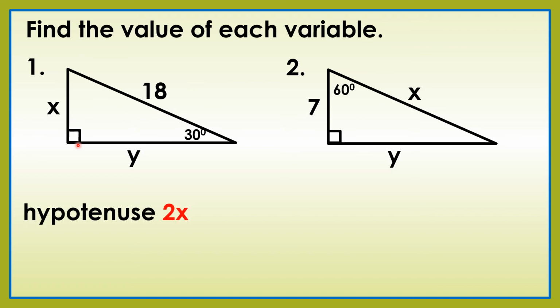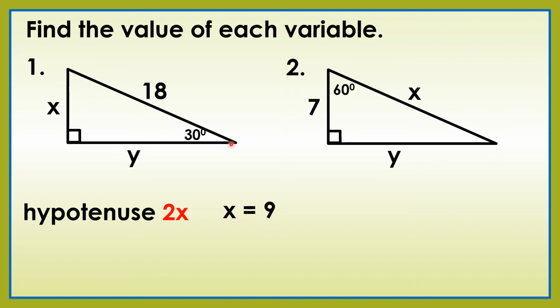Kasi, in 30, 60, 90 degrees triangle theorem, ang ating hypotenuse ay 2x or twice ng ating shorter leg. So, kung ang hypotenuse natin ay 18, i-divide lang natin to by 2 para makuha natin ang ating shorter leg, which is equal to 9. So, check natin. I-multiply natin ang 9 by 2, that is 18. So, that is the hypotenuse.